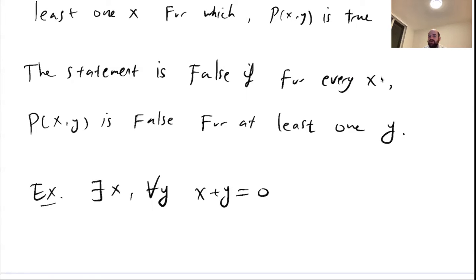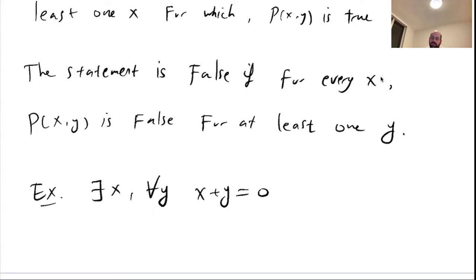We are looking for a value of x. If this wants to be true, at least one value of x must exist for which, for every y, we have x plus y equals 0. So x equals 1 is not that x value. What about x equals 2? Well, 2 plus y equals 0. Can we say this is true for every y? Again, obviously no. 2 plus y is equal to 0 only for one value of y, which is y equals minus 2, not for every y.